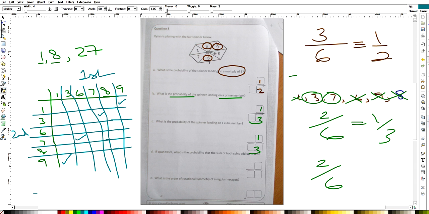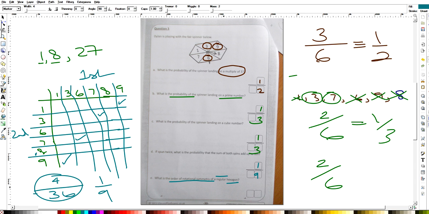So what question is that? Question 5D. So how many ways have we got 10 then? 4 ways. And what is the total number of ways? There's 6 ways here and 6 ways there. 6 times 6 is 36. So we've got 36 possible boxes, out of which 4 are the possible ones. So 4 out of 36, if you divide top and bottom by 4, gives us 1/9.